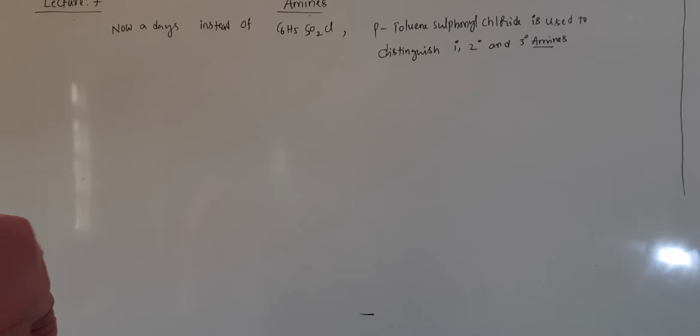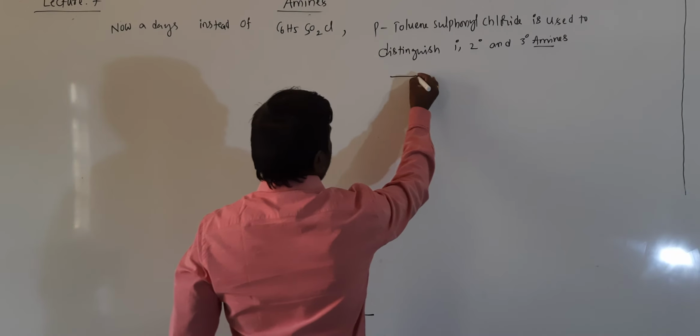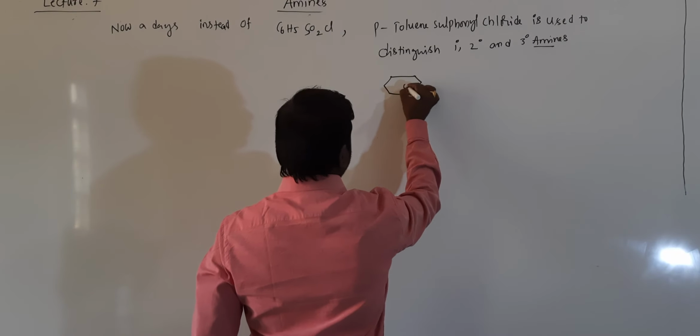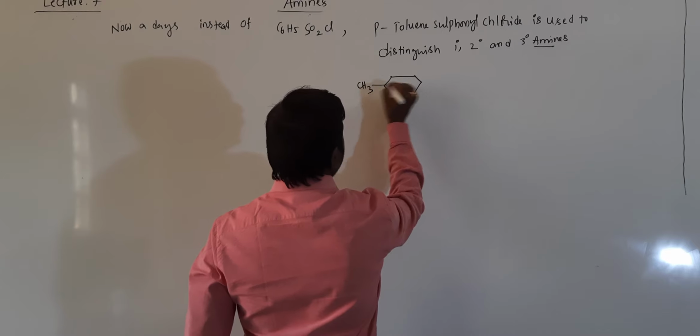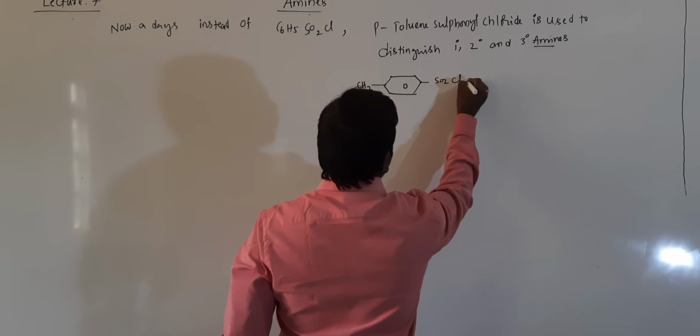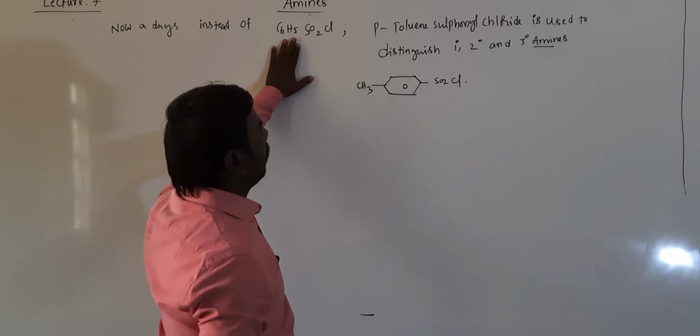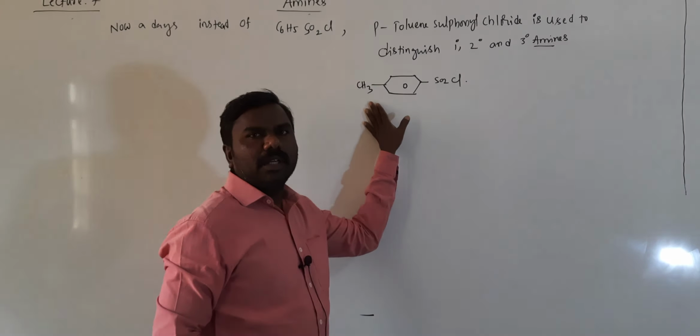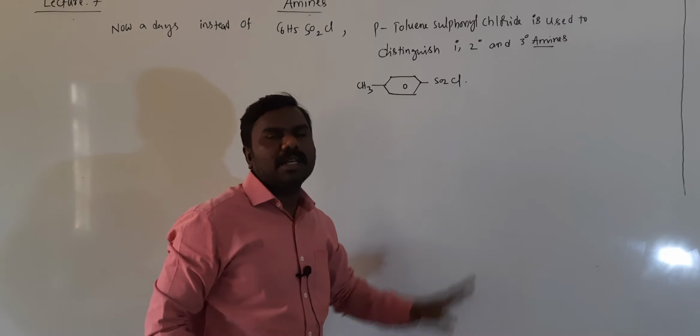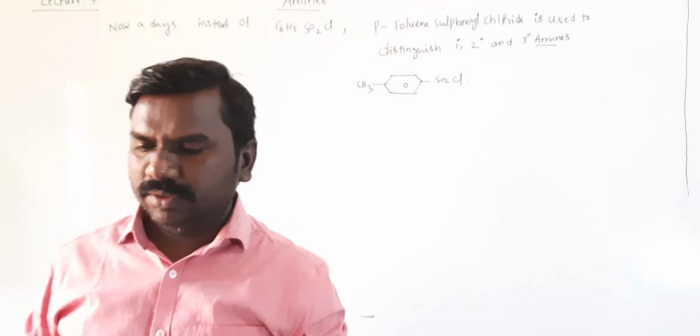Para-toluene sulfonyl chloride. Para-toluene means like this, student. CH3SO2Cl. Instead of this one, they are using this one in the laboratory to distinguish primary, secondary, tertiary nowadays, right?